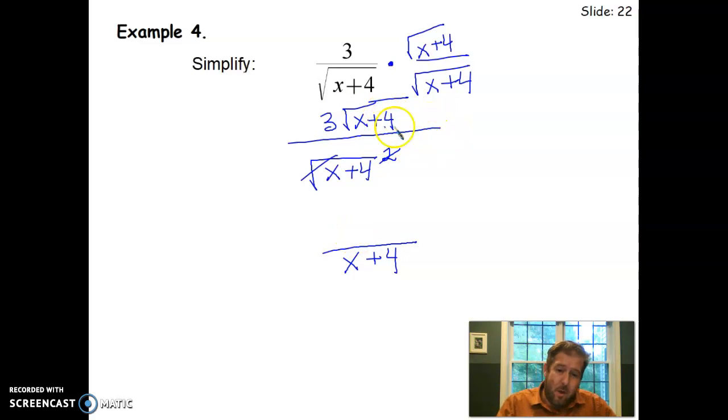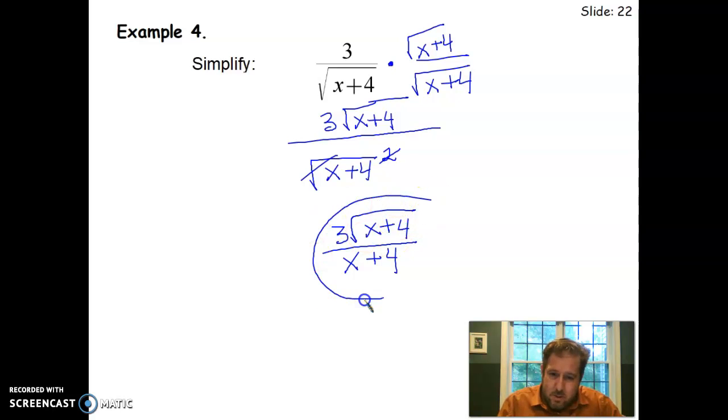Now, you might be thinking, well, isn't 4 a perfect square? Why can't I do the square root of 4? It's because that's all one binomial. So you can only do that if this was multiplication. If it's addition or subtraction, you can't do that. Now, if it was x times 4, then you could split them apart and you could do the radical of each one. But that is going to be our final answer. That's as far as we can simplify it.